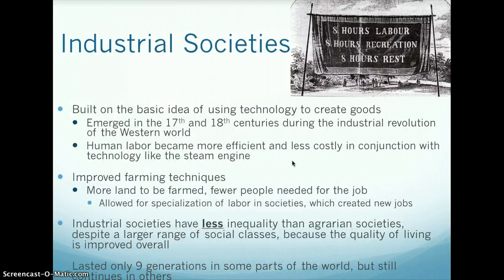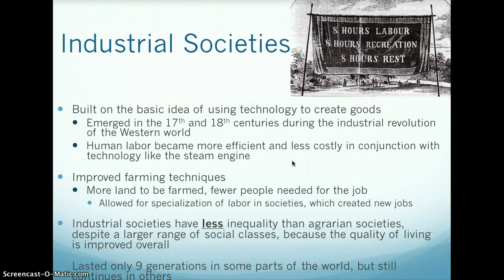Then we have industrial societies, and this might be a society that you guys are more familiar with. They're built on the basic idea of using technology to create goods, and they began to emerge in the 17th and 18th century during the Industrial Revolution of the Western world. So you should have talked about that in European history or world history and U.S. history. And in this phase, human labor became more efficient and less costly in conjunction with technology like the steam engine. So things were produced quickly and produced in greater quantities, therefore it costs less in time and in labor.